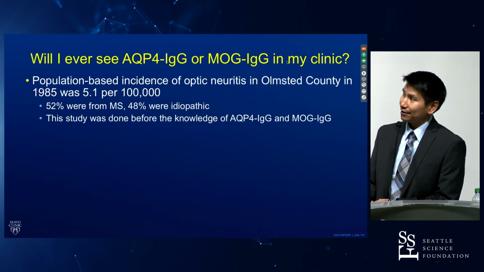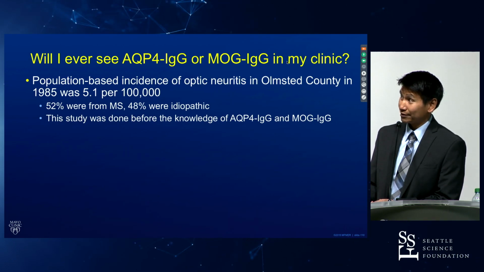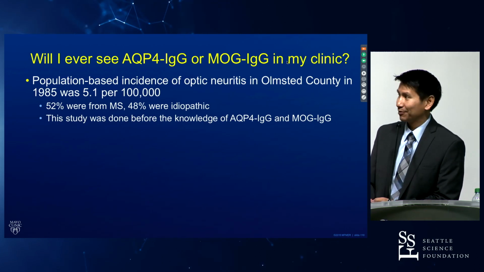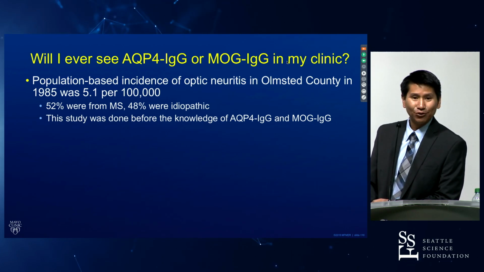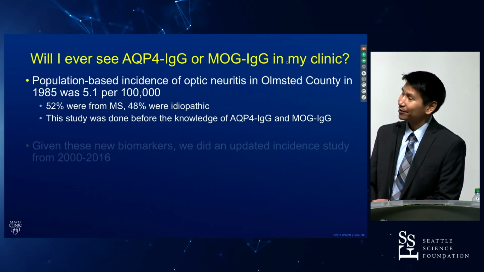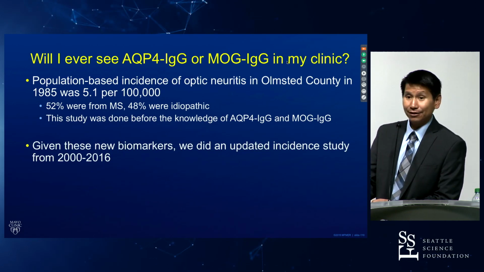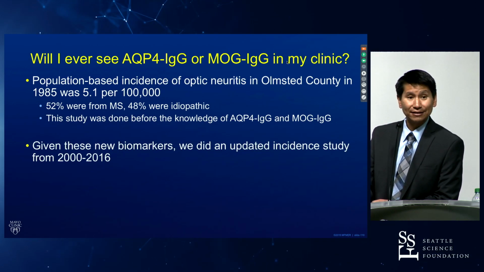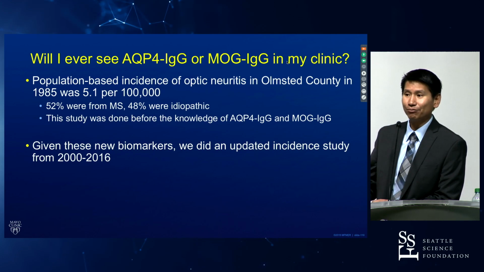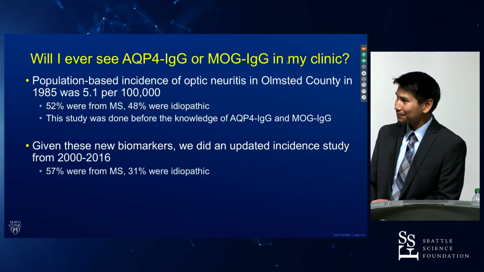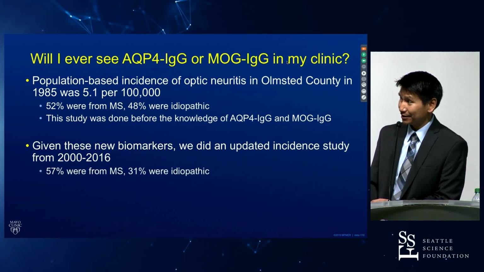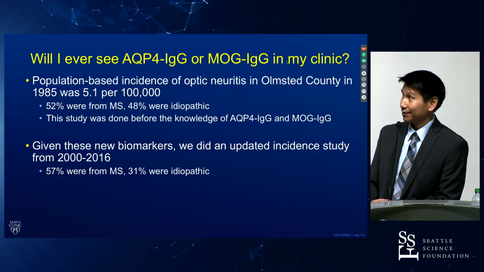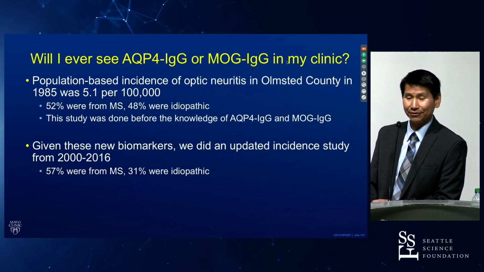Back in 1985, they found that the incidence of optic neuritis was 5.1 per 100,000. 52% were MS and 48% were idiopathic or something else. But of course, this was done before the knowledge of aquaporin 4 and MOG. So we redid the study, looking between 2000 and 2016 to see what the causes are now. 57% were MS, 31% were idiopathic. So that idiopathic group is going down.